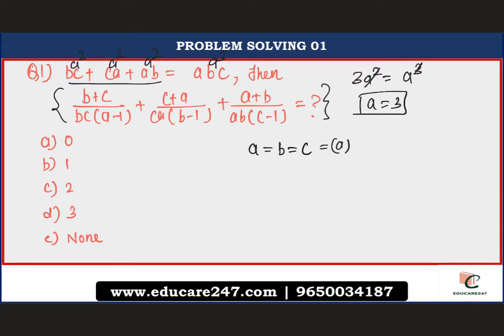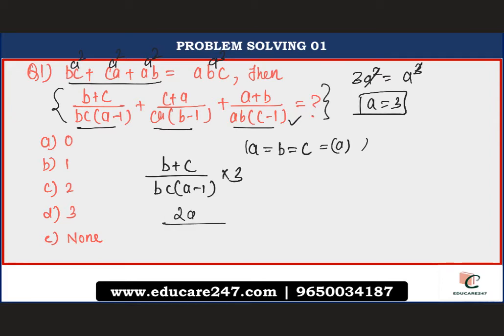Now we have to evaluate the value of this expression, right? Now since all three of them are same, again they are symmetric, so we will just consider this b plus c upon bc into a minus 1 into 3, because it is as good as adding all of these three expressions, because all of them are same, they are symmetric, and we have considered every variable to be same, right? So let us again put all variables in terms of a. So a plus a, 2a upon a square upon a minus 1 into 3, right? A and a gets cancelled. So now we have 6 upon a into a minus 1, right?